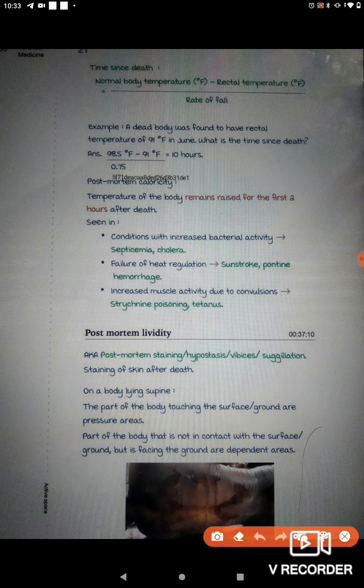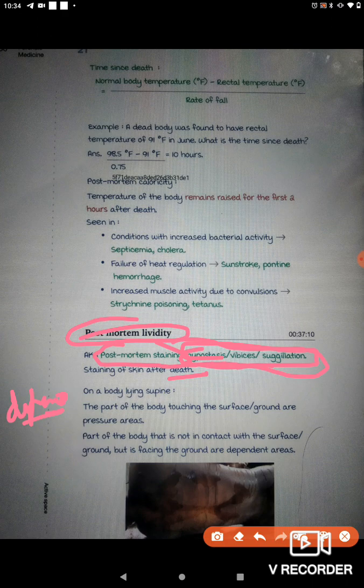Now see postmortem staining, postmortem lividity, hypostasis, vibices and suggillation. So what is staining? Staining we have to remember is in the most dependent part, which is the part of the body that is not in contact with the surface of the ground but is facing the ground.